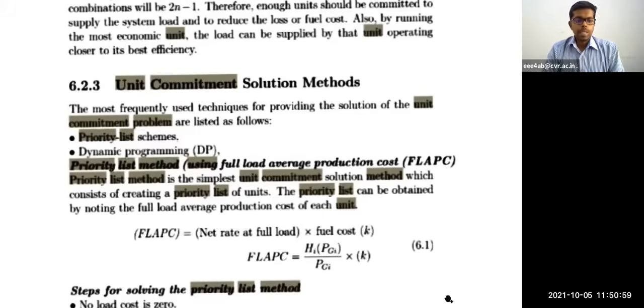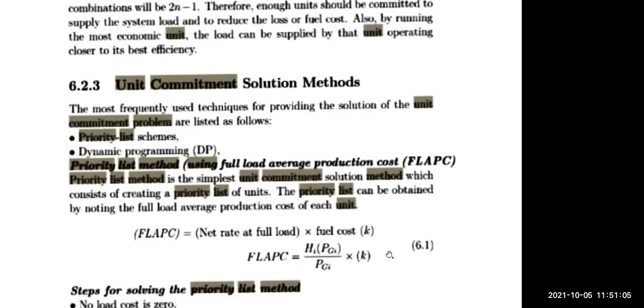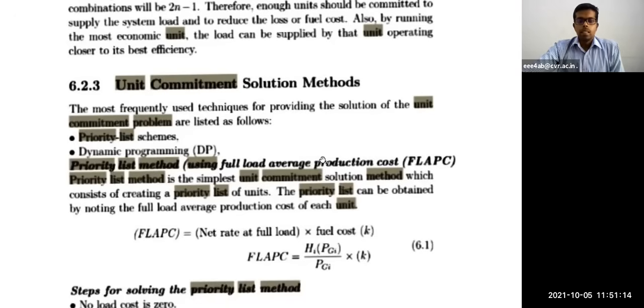Today we are going to see about the unit commitment problem. In the last class we have seen the types of unit commitment problem, like the priority list scheme, then the dynamic programming method, and the third one is the Lagrange's relaxation method. Three methods are there, in which today we are going to see about the priority list method.